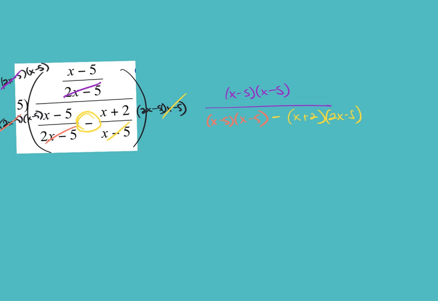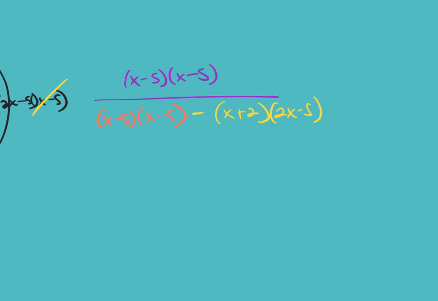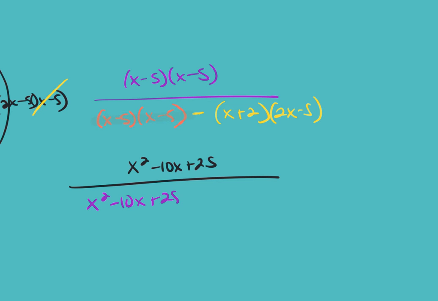Like in the front, you can't cancel the x minus 5's from the front because it does go into all three parts. So at this point, I would check my answers and see if it's there. And if not, I would FOIL it out. So the numerator is one of the special products. It's x squared minus 10x plus 25 over this one would be x squared minus 10x plus 25.